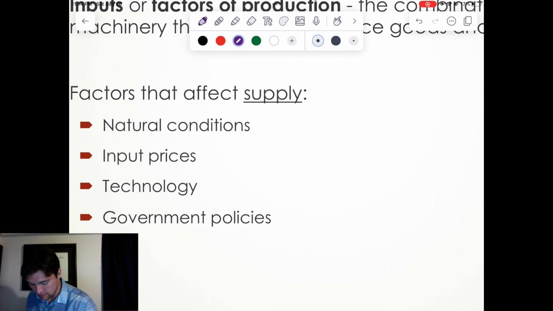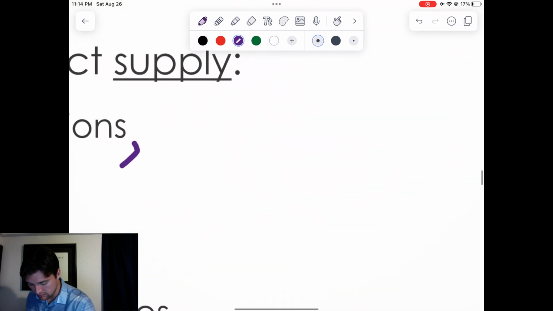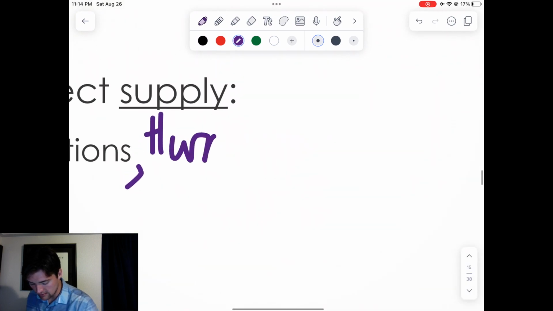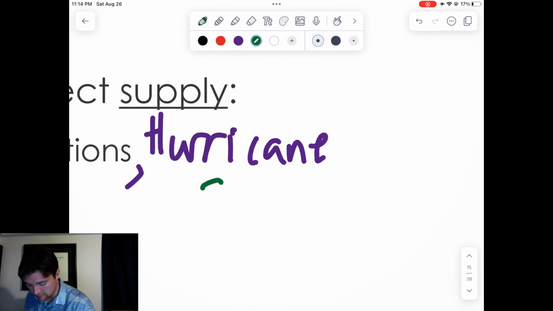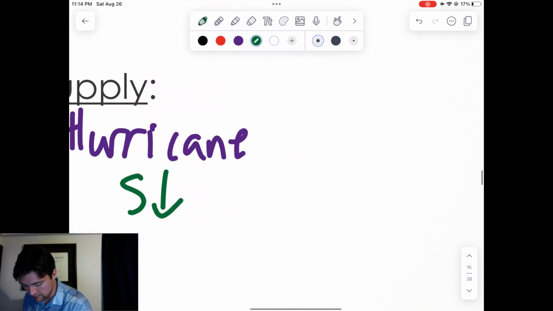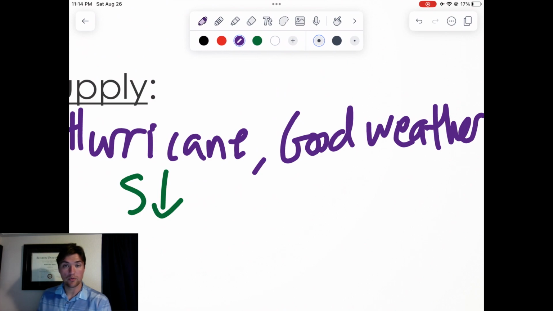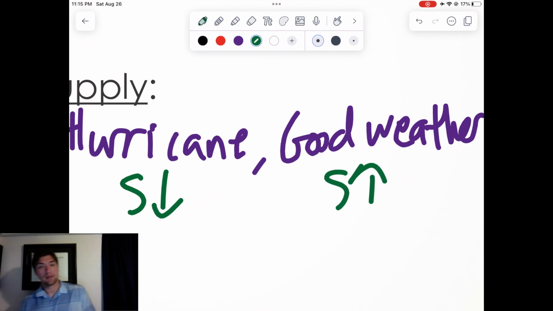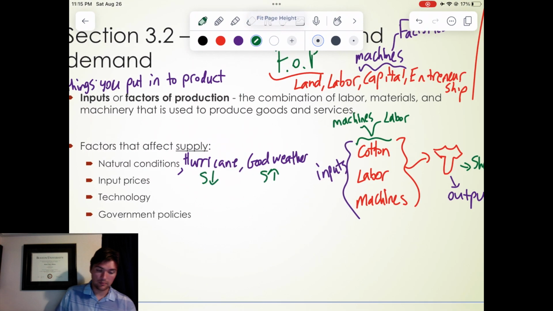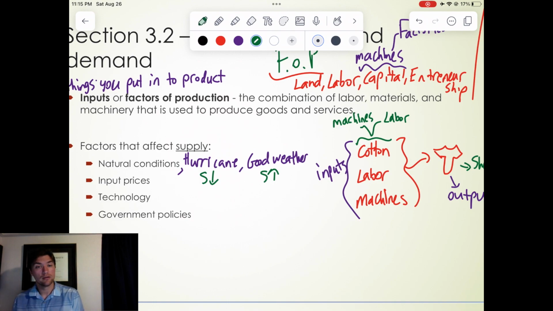It could be a hurricane, right? Which usually says supply down. Or it could be the opposite. It could be good weather, which would mean supply goes up. It works both ways. The main thing about the natural conditions is just: can we make more stuff because of what is happening? The next thing is going to be the input prices.